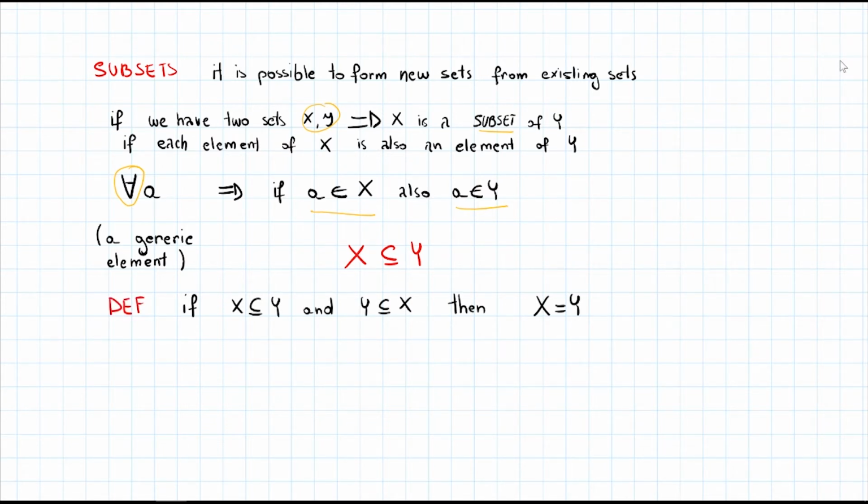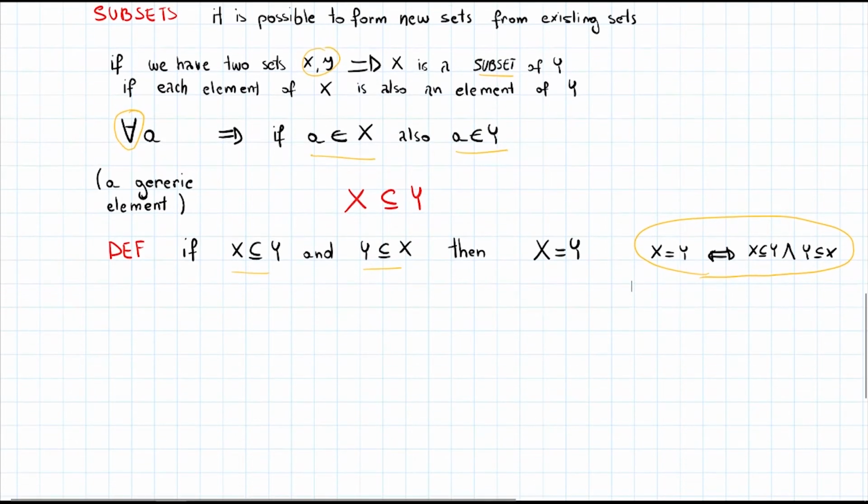The second definition that we can have from this definition of the subset is that if X is a subset of Y and if Y is a subset of X, so if in both ways we have subset, then X is also equal to Y. This is an if and only if. In fact, if X is equal to Y, then X is a subset of Y and Y is a subset of X, and vice versa. It means that X is equal to Y if and only if X is a subset of Y and Y is a subset of X. It's important to bear in mind.